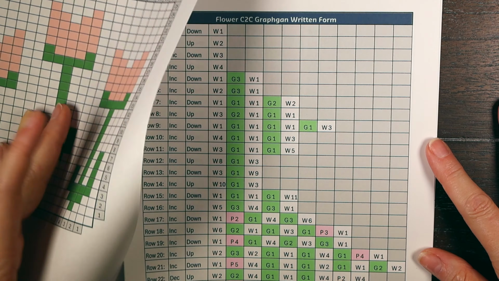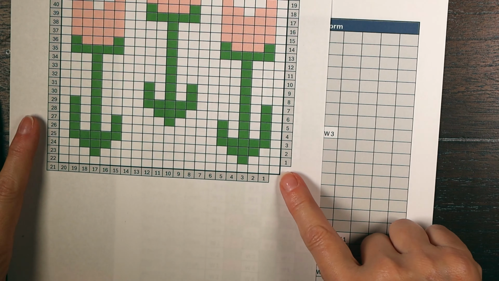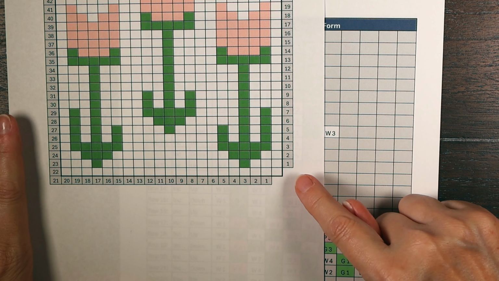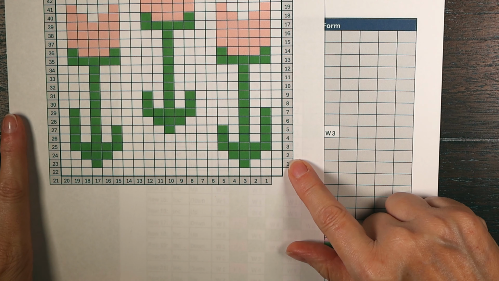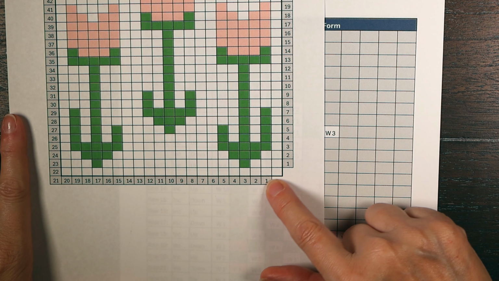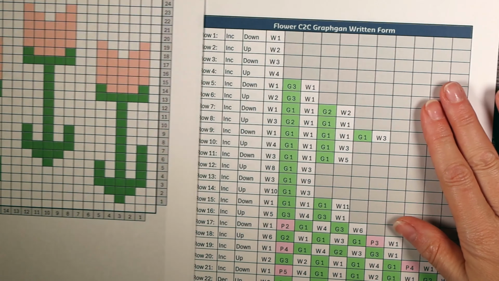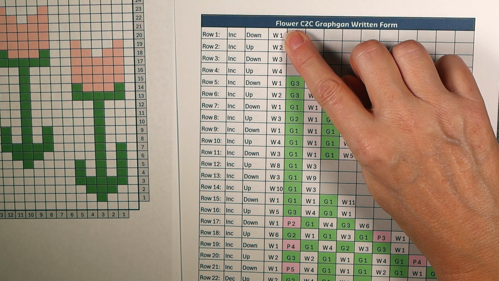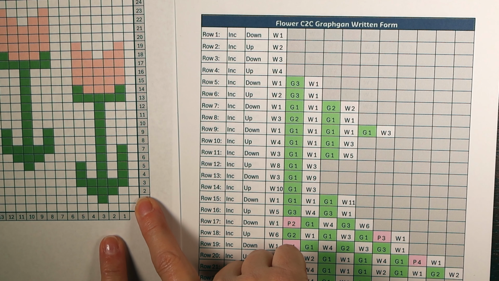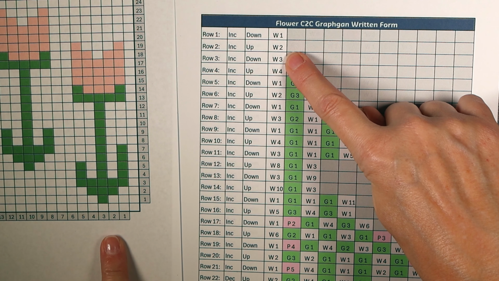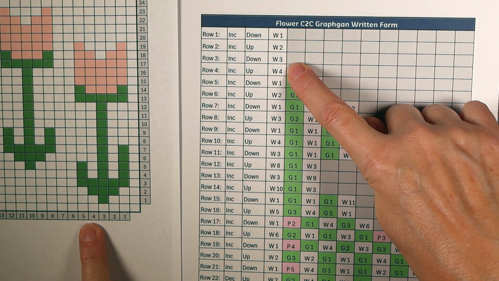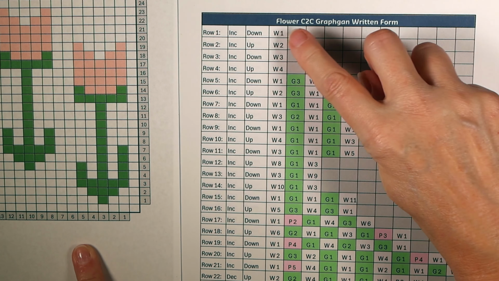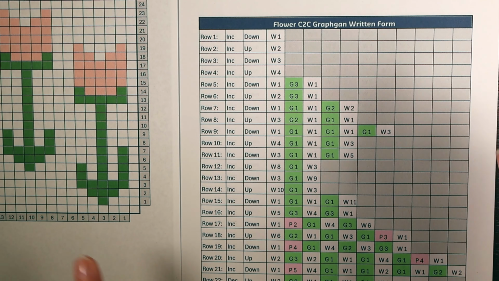So looking at the picture, if we look at row 1, and again, this is a corner to corner, this is not a horizontal row by row, we're going corner to corner. So if you look at row 1, we've got one white block. You can see here that this is telling us we have one white block. Row 2, we have 2 white blocks. Row 3, we have 3. And row 4, we have 4. So that is the beginning of this corner to corner pattern, and you can see here how the two correlate together.